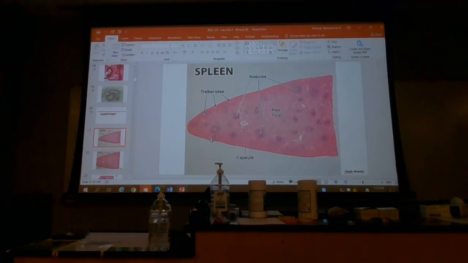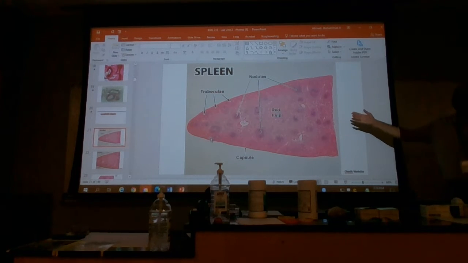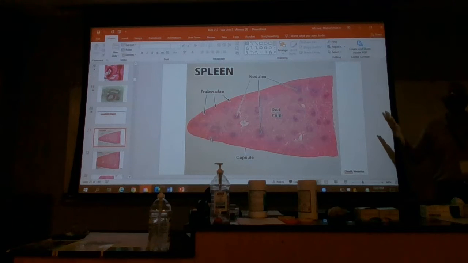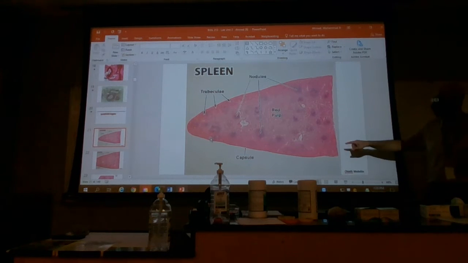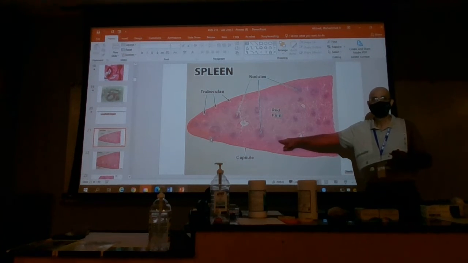You guys happy about the spleen? Yep. Don't confuse this with the pancreas. In the pancreas, we also said that the background is the same color. You don't have to worry about that. Then we have these islets. These are not islets, alright, guys?